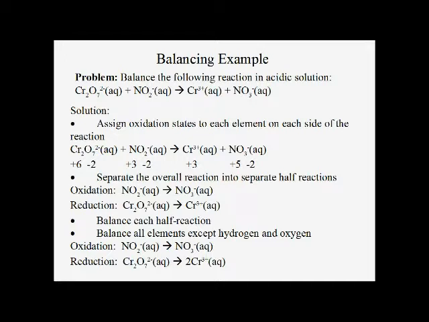+5. So we look at this, we see our chromium going from a plus 6 down to a plus 3. So chromium is being reduced. We see our nitrogen going from a plus 3 to a plus 5. The nitrogen is being oxidized. So this example is using the half reaction method. So we separate out those. We take the chromium by itself, the reduction, and the nitrogen by itself for the oxidation.